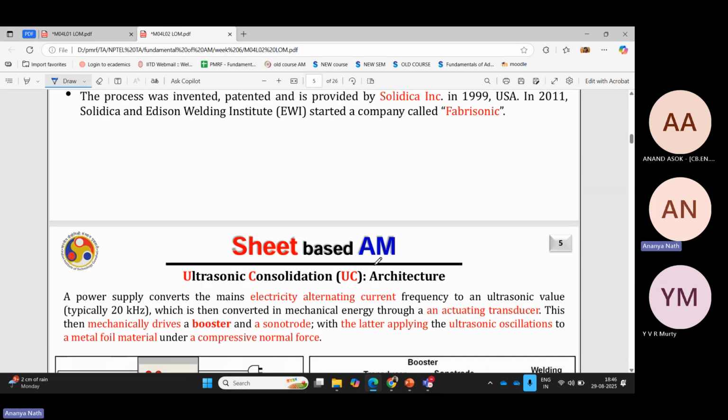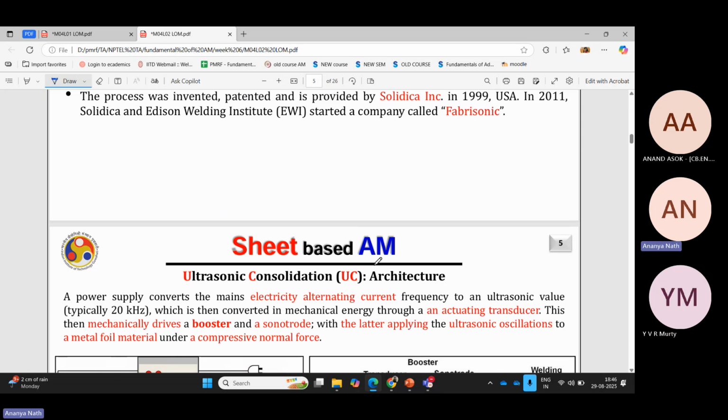So because of the pressure, the temperature will be there, obviously, and because of the temperature, the atoms get vibrated or energized, and because of the high energy in the atoms of the surfaces of these two metals, the atoms get diffused between each other and the metal gets joined.